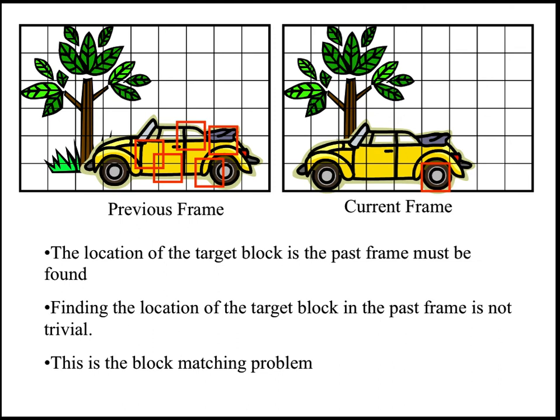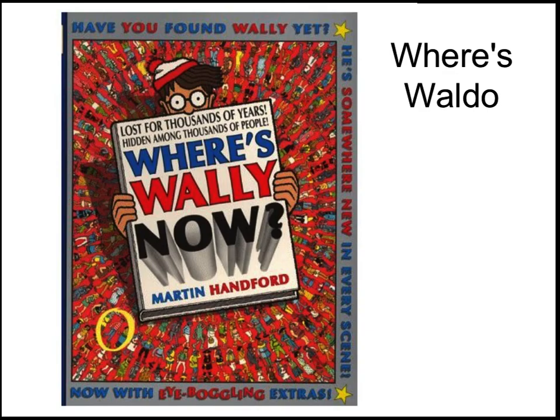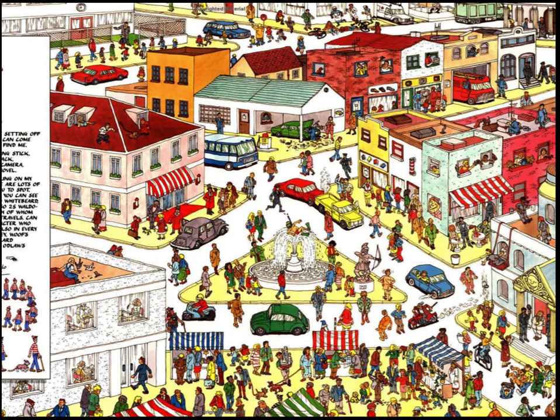So we're hoping this block here is somewhere in here. And the hard part is finding it. So if you remember, where's Wally or where's Waldo, depending on what part of the world you're from, he has different names. He's in there somewhere. But finding him is a lot of work. No, actually, once you know where he is, copying and pasting him is very easy. Once you know where he is, if someone gives you the location, it's very easy to get that information.